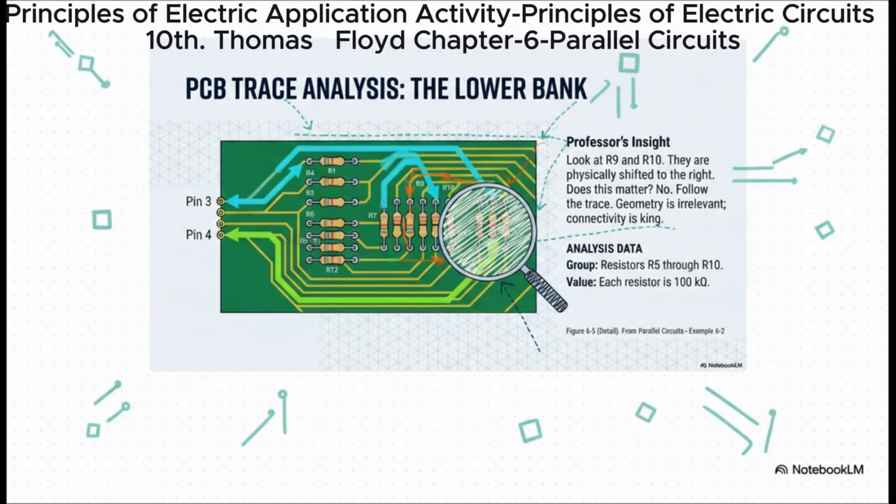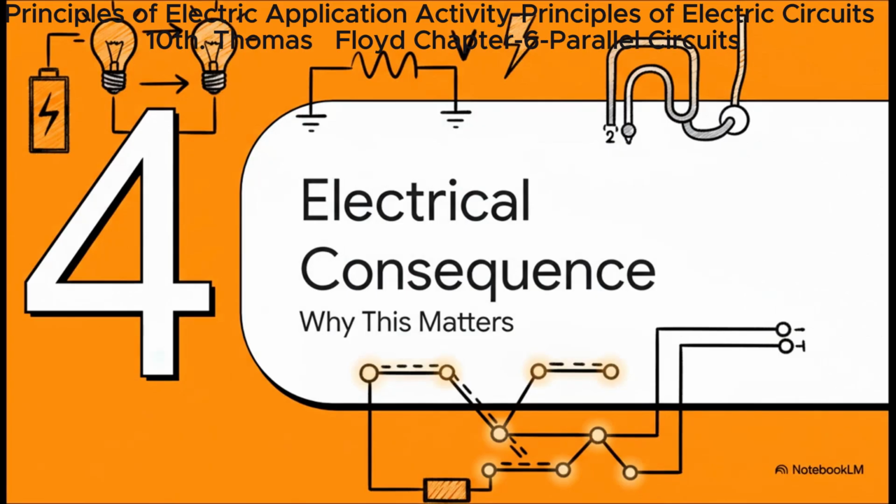Now check out this second group. This is where you really have to put on your detective hat. Now it's easy to look at R9 and R10 and think they're doing something different, right? They're kind of pushed off to the side. But if you follow those skinny little traces, they snake right back to the same main traces that R5 through R8 are connected to. See? The geometry's just trying to trick you. Always, always remember that golden rule. Connectivity is everything.